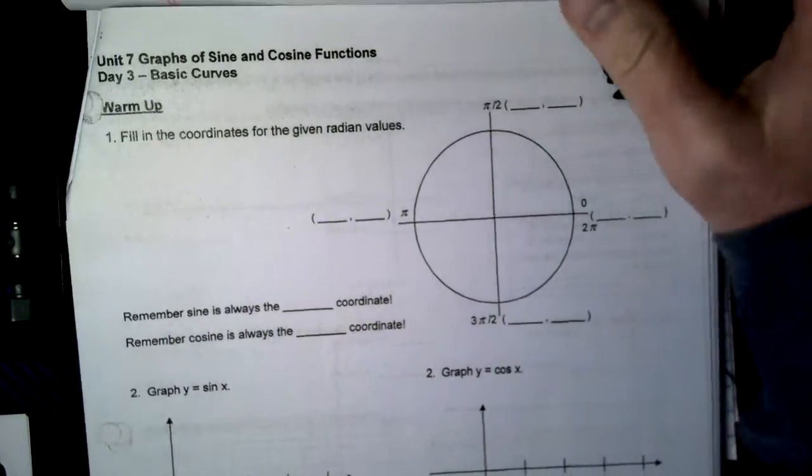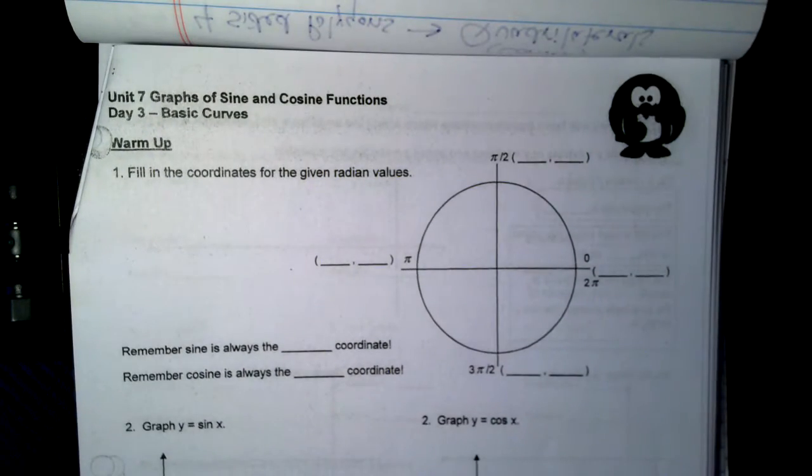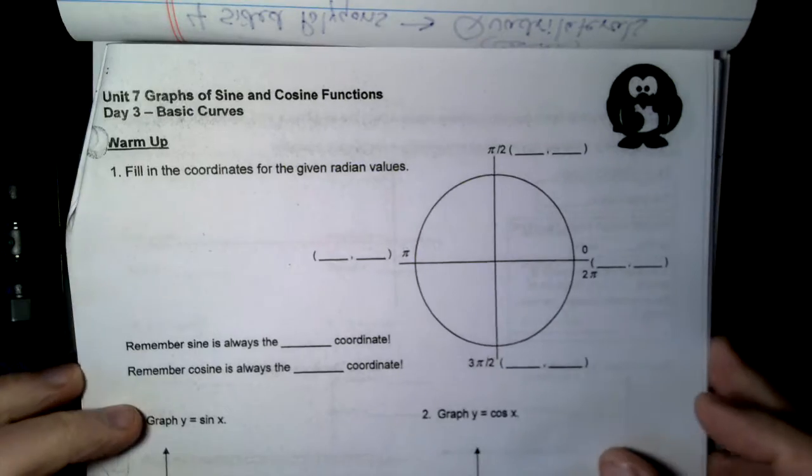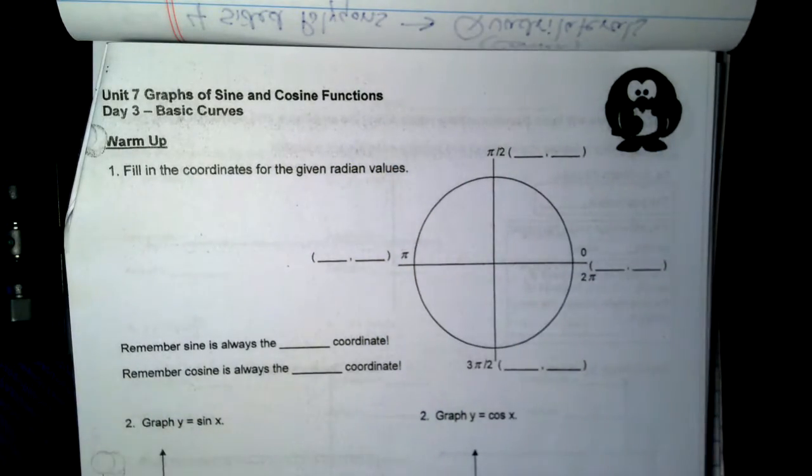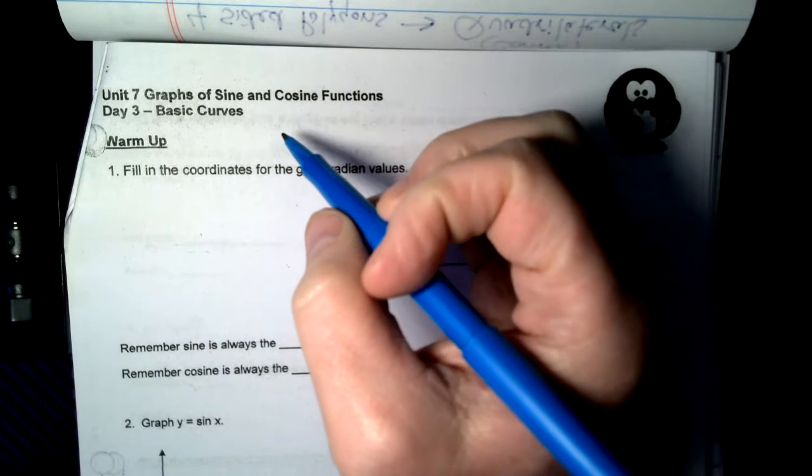All right, this one's for pre-calculus. 7-3 is the unit, the graphs of the sine and the cosine functions. Just the basic look of what the graphs look like. So there's a graph that goes with trigonometry. This is a big deal with trigonometry.